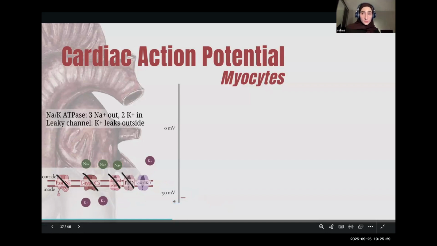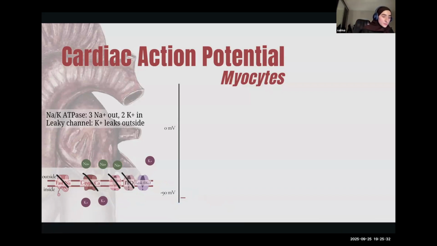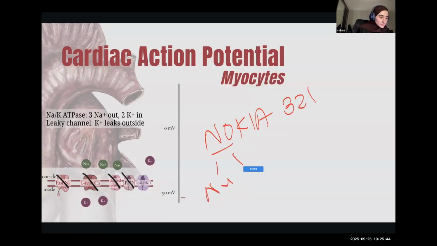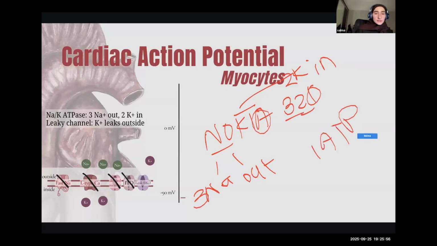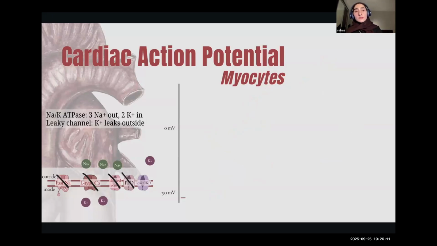Okay, now I don't know if you guys know this, but one thing about the sodium potassium pump, the way you can memorize it is Nokia 321. Okay, Nokia: Na, sodium out, K, potassium in, 3Na, 2K, and then 1 ATP. So basically, your Na-K ATPase is going to push 3 sodium ions outside, and pull 2 potassium ions inside in exchange for 1 ATP. Okay, this is an easy way you can memorize what the sodium-potassium ATPase does.